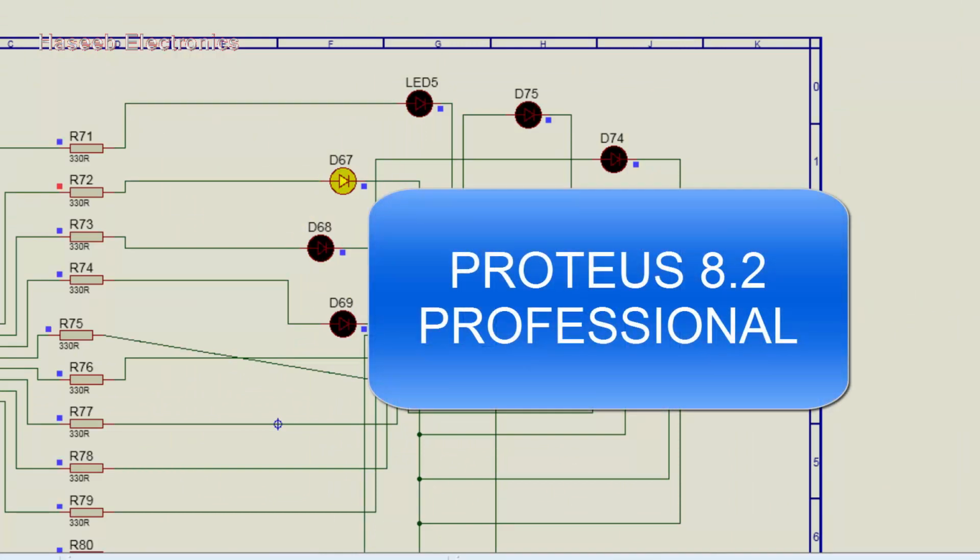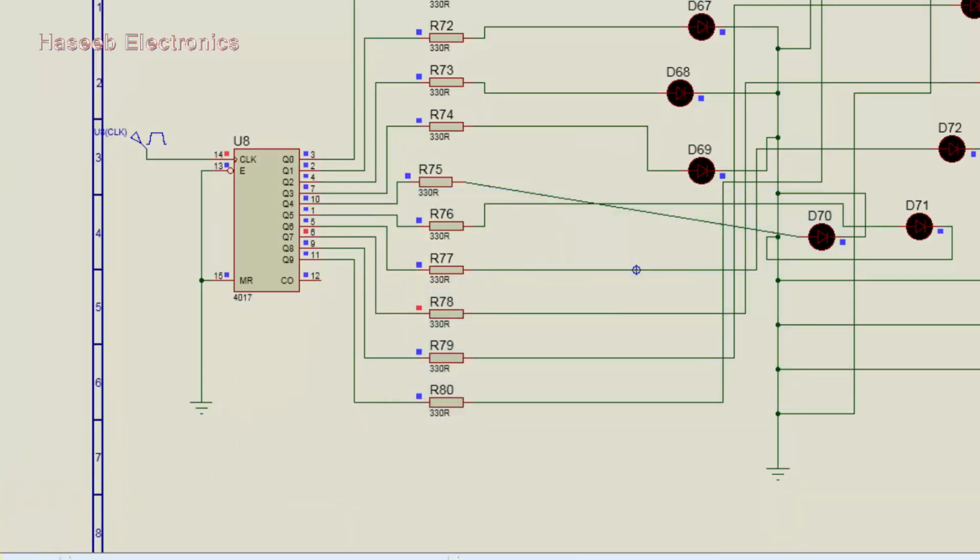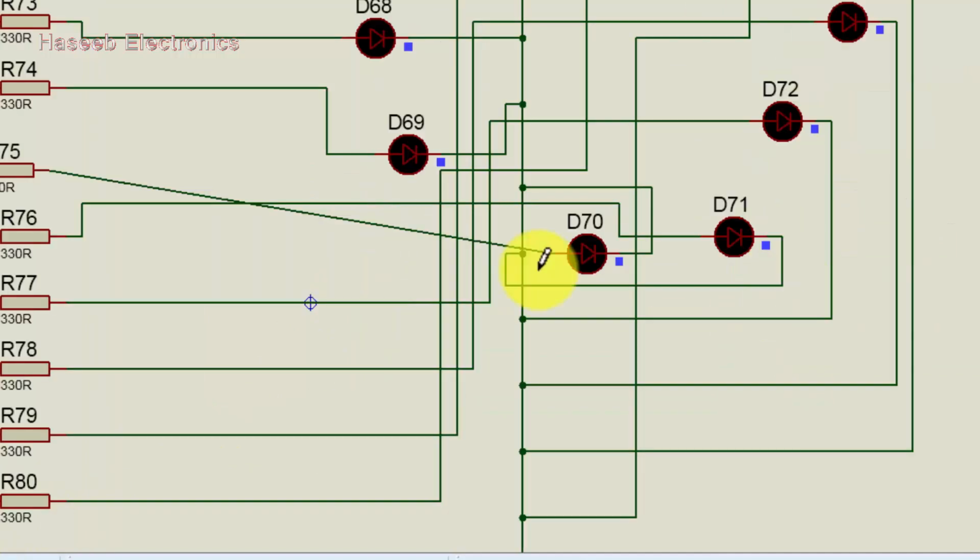I am using Proteus 8 Professional, 8.2 Professional. You can use it for designing, simulating. It's a very useful circuit designing software.